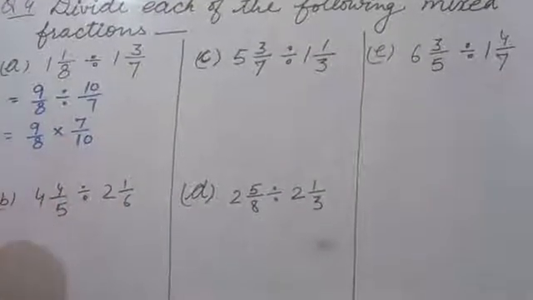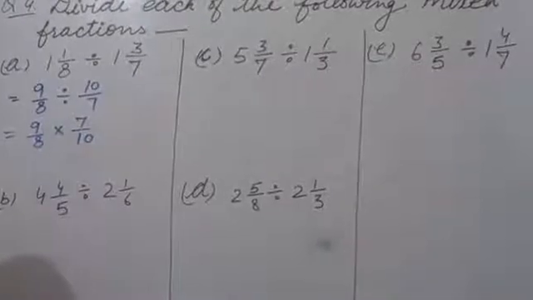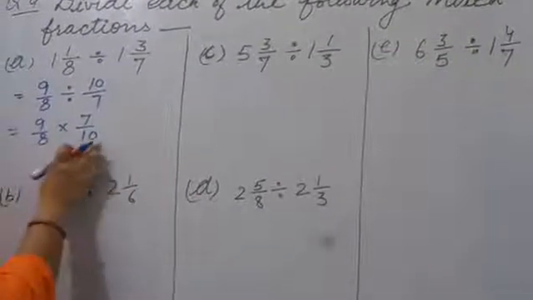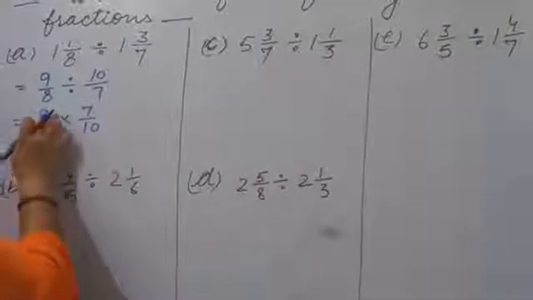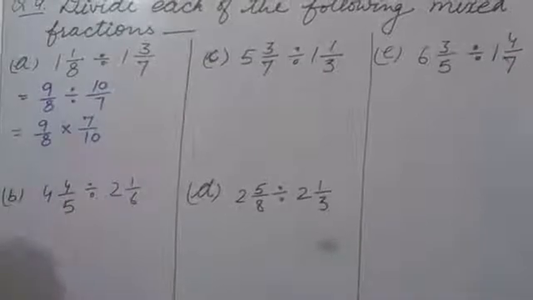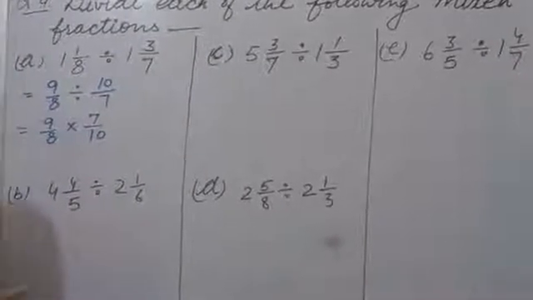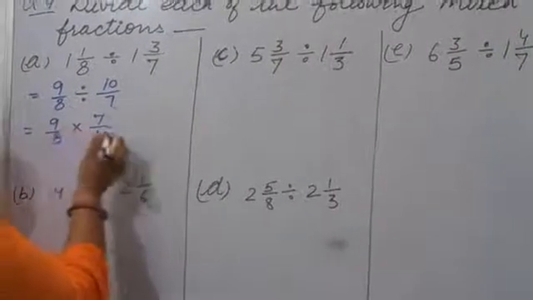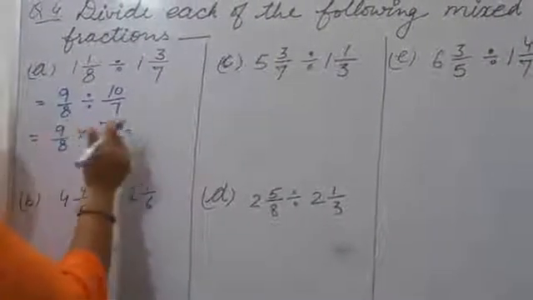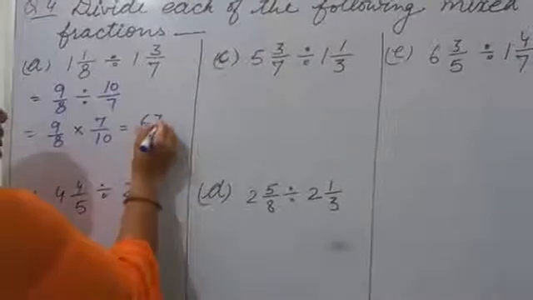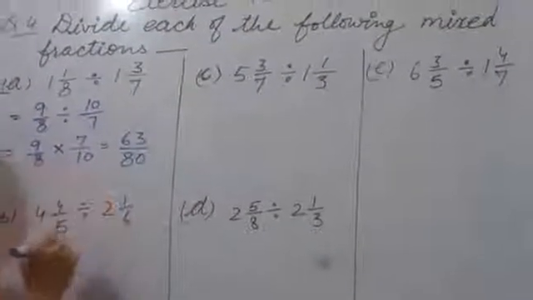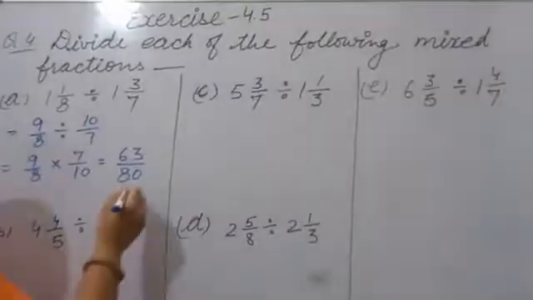Now we can see that no numerator is coming in any denominator's table, because denominators are even numbers and numerators are odd numbers. So they will not come in each other's table. So we should multiply numerator by numerator and denominator by denominator. So 9 sevens are 63 and 10 eights are 80. Okay. Now this is a proper fraction. So that is your answer.